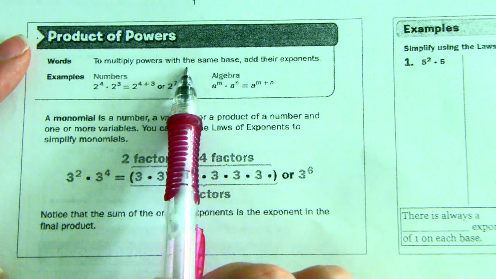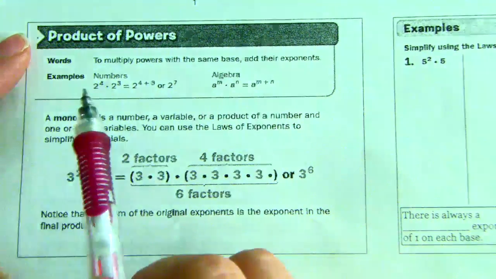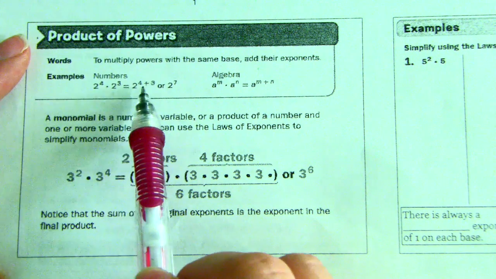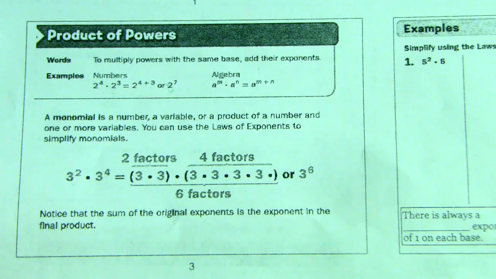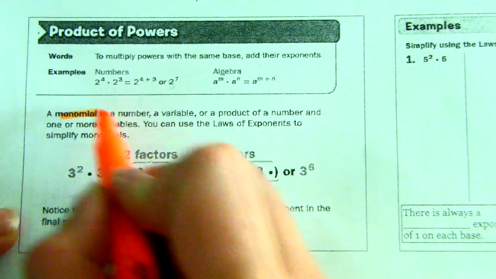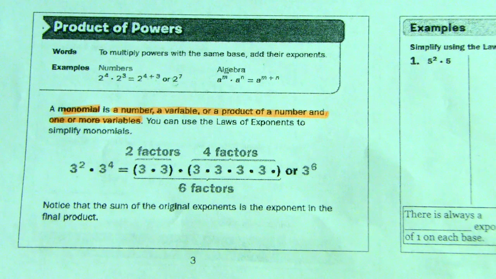To multiply powers with the same base, remember that's the big number on the bottom, we add their exponents. So we could do 2 to the fourth times 2 to the third is 2 to the fourth plus 3, or 2 to the seventh. Here's a nice algebra way of looking at that. A word for your vocab sheet, monomial: a number, a variable, or a product of a number and one or more variables.